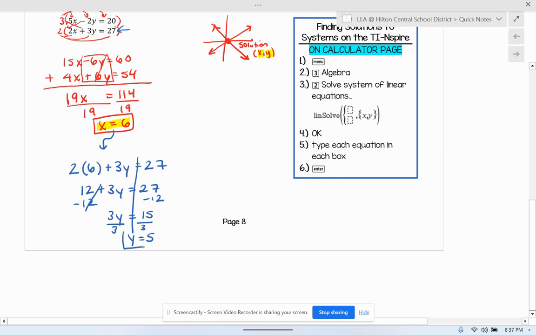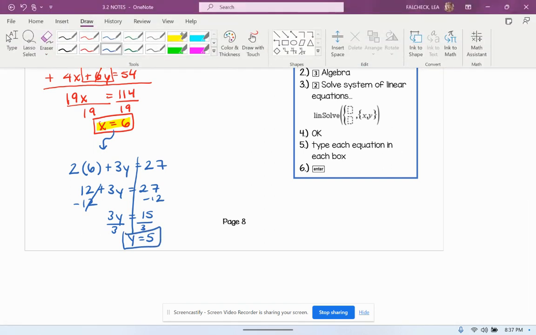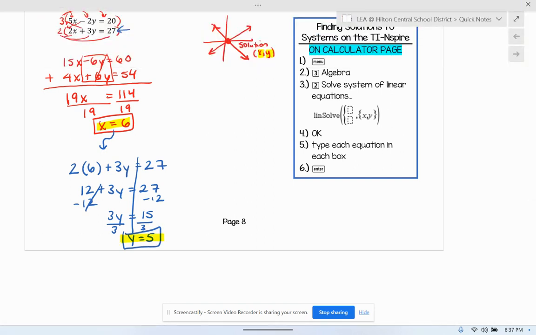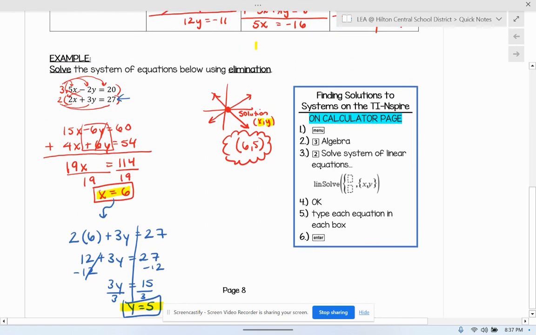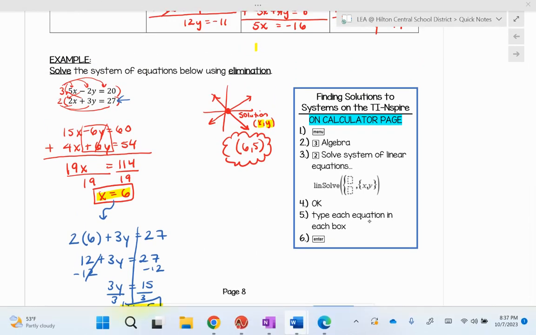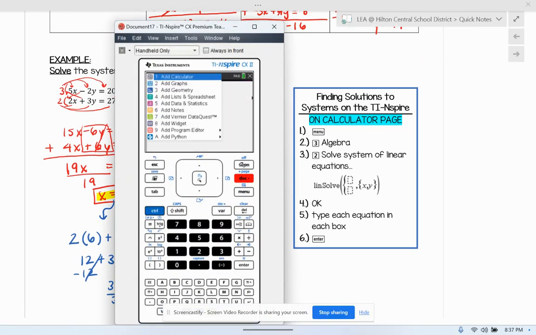I now have an xy coordinate. That is the point where the two lines cross, and it would look like this. The point where they cross is 6, 5. Woohoo! Okay, so my answer is always going to be a point when I'm talking about solving a system of equations. I'm going to show you a trick.